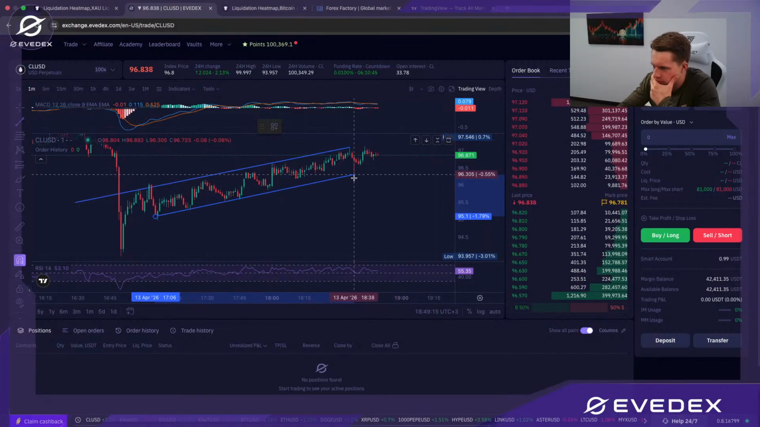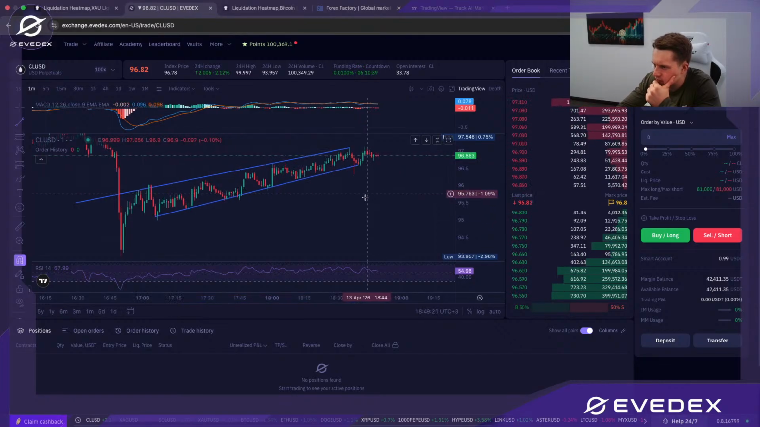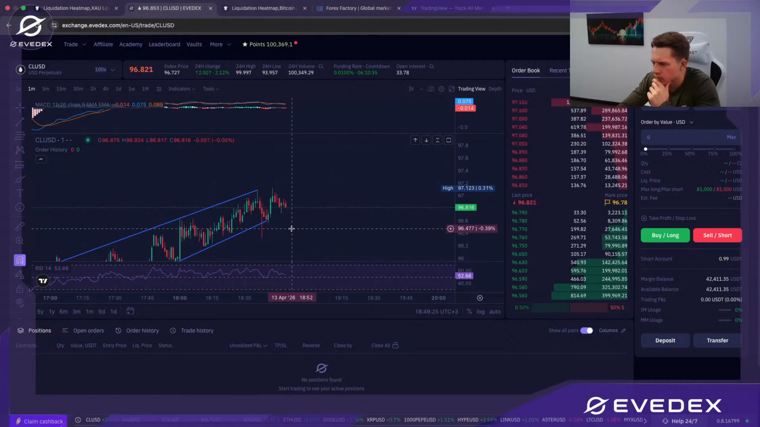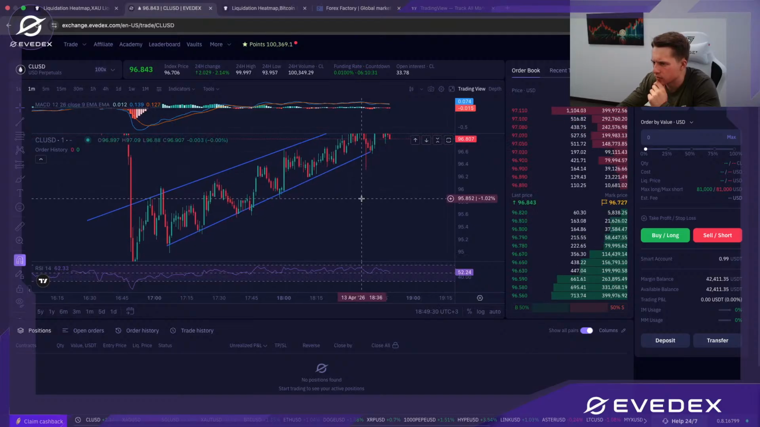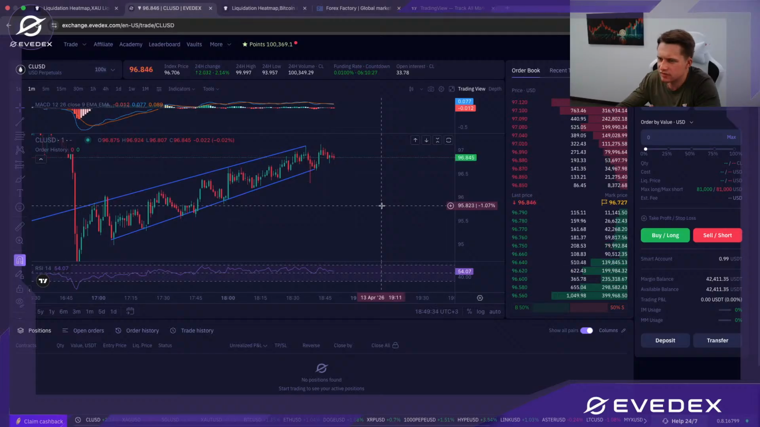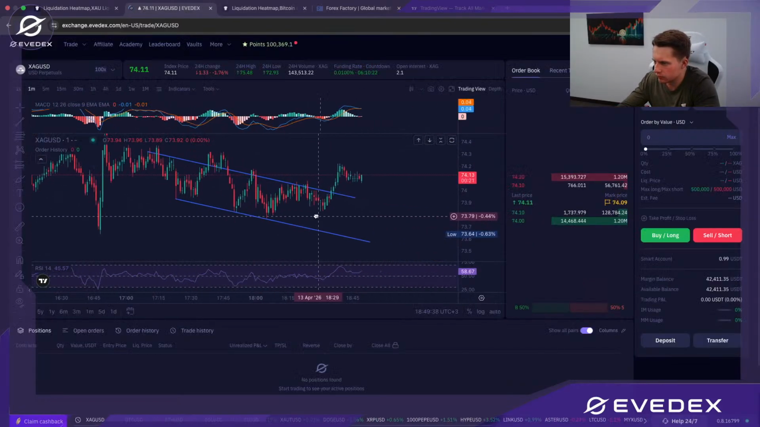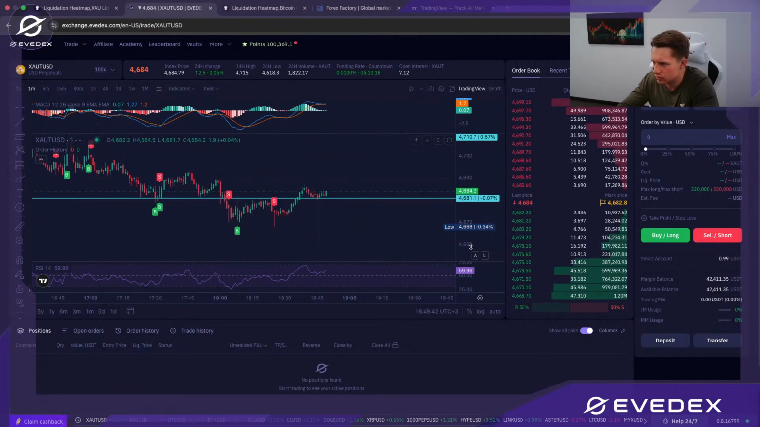Well, I mean, it's not easy to mark out the support and resistance level for crude oil. I'm not going to get it, I don't think. I'm not seeing it, even market wise today. I'm not really seeing much.